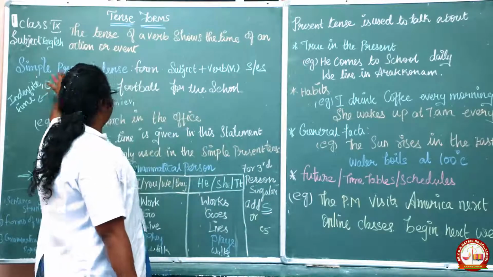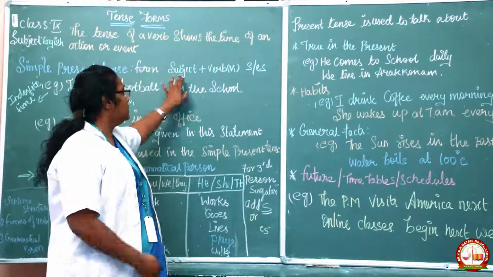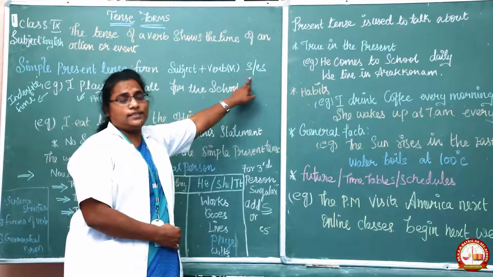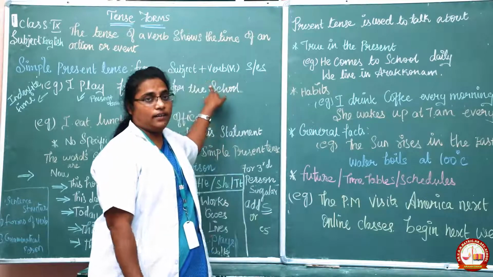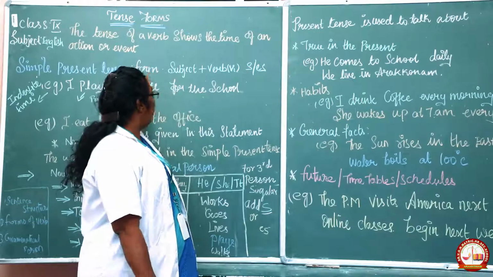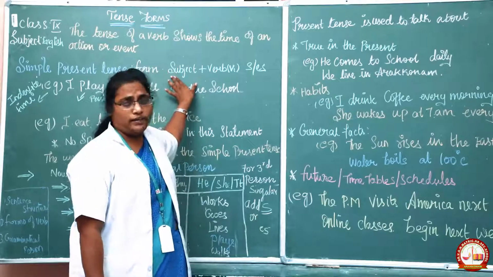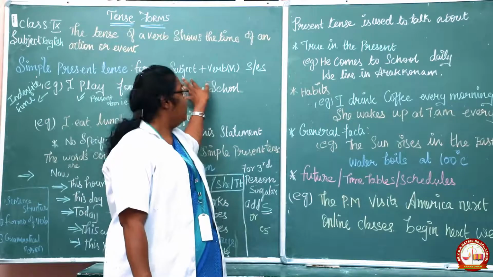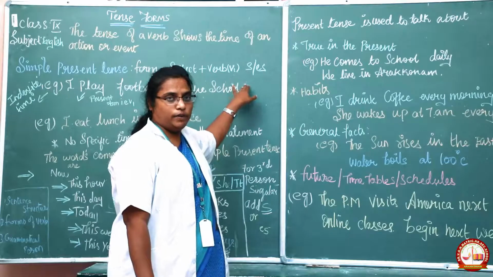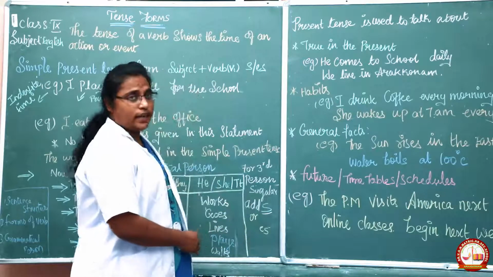So here, simple present tense. The formation of the simple present tense is subject, V1 verb, and S or ES. We will be adding S or ES to the verb. So what is the formation for the simple present tense? This you have to remember, keep it in your mind. First you have to write the subject and then the V1 verb, then S or ES.